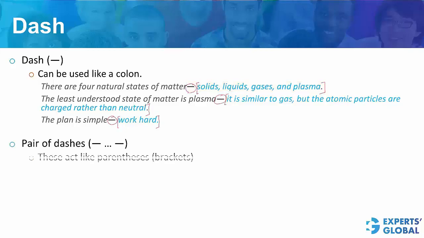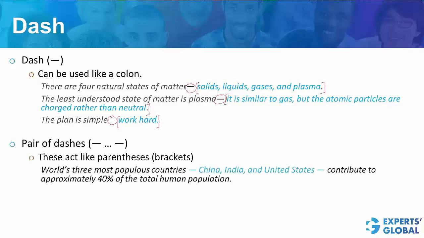Then a pair of dashes very well work like brackets. Look at this example here. World's 3 most populous countries. And then you see names of these 3 countries have come here. Imagine a pair of brackets could have very well worked. However, brackets do not look aesthetically pleasing in a sentence. I have never seen brackets on a GMAT sentence correction question. So in place of brackets, the pair of dashes works very well, and the core meaning continues.